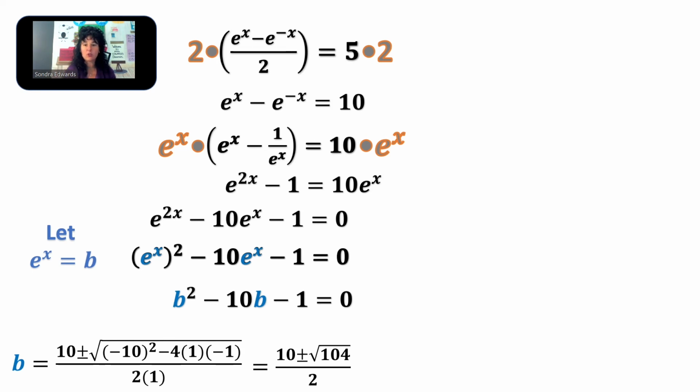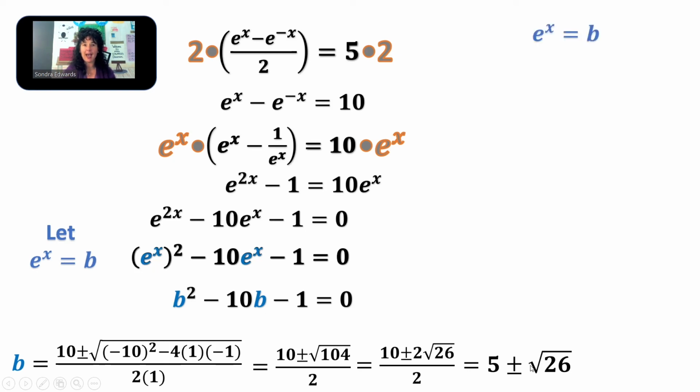104 is 2 times 2 times 26, so I pulled out a 2, and then I could factor a 2 out of the numerator, making that 5 plus or minus root 26. The 2 would cancel with that 2, giving me 5 plus or minus root 26. And we solved, but did we solve for what we were trying to find? We found b, but the original equation had x, so we're solving for x. So the next thing we want to do is take the answer we got for b and put it back into what we let b equal.